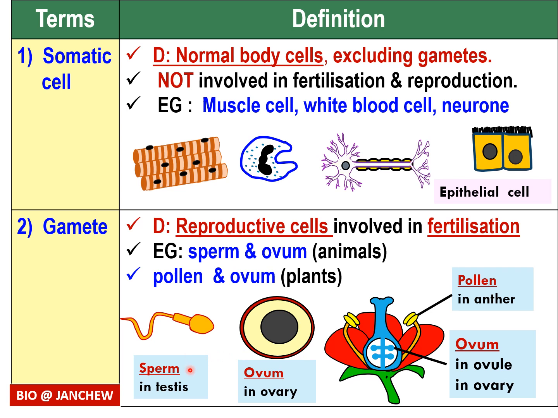A sperm is produced by the testis, which is the reproductive organ for males. Ovum is produced in the ovary, the reproductive organ for females. Okay, so you must be able to state examples of gametes. That means the sperm and ovum for animals, and for plants, pollen and ovum. Okay, usually we give the examples for animals, sperm and ovum. Right, so these are two different types of cells, somatic cell and gamete.